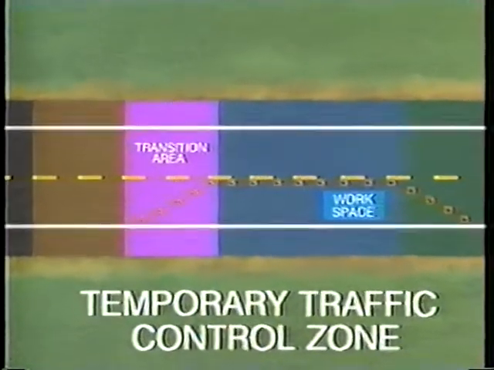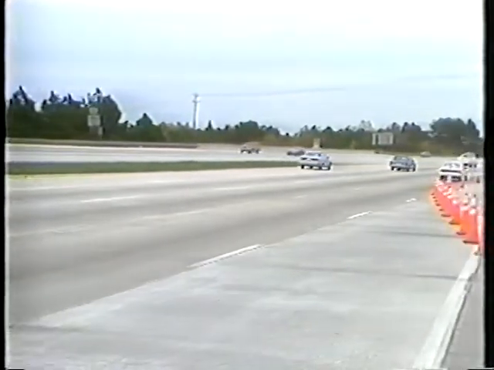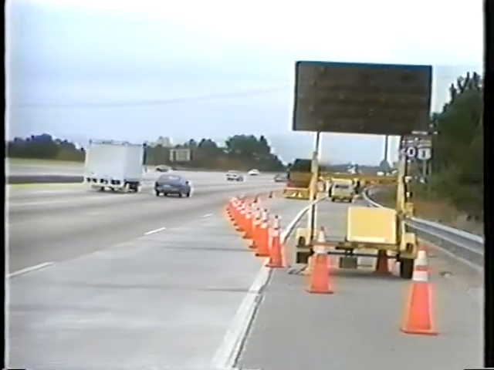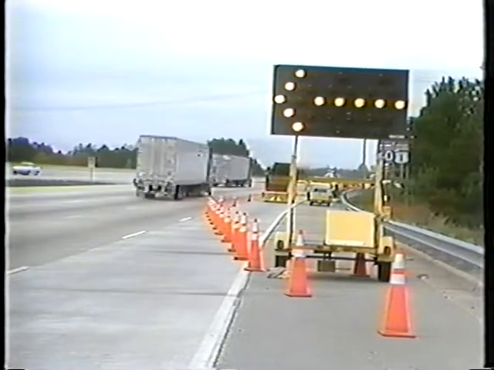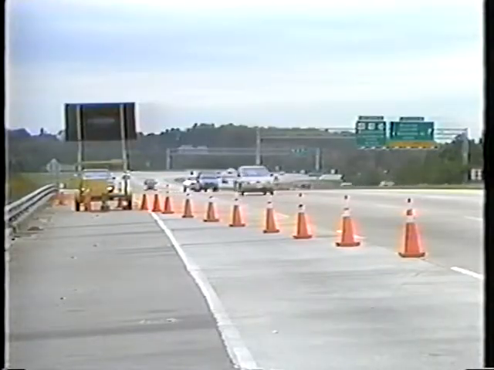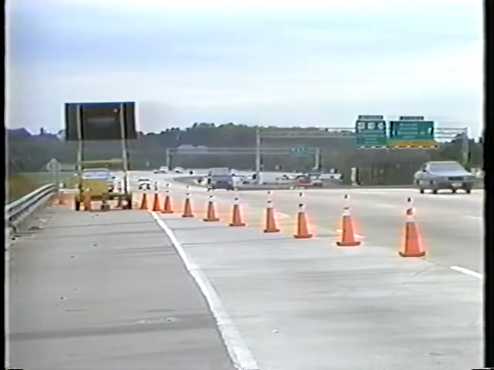Next is the transition area. When work is performed within 1 or more traveled lanes, a lane closure is generally required. In the transition area, traffic is channeled from the normal highway lanes to a new path, which is required to move traffic around the activity area. Most often, this is accomplished with tapers to close the lanes.